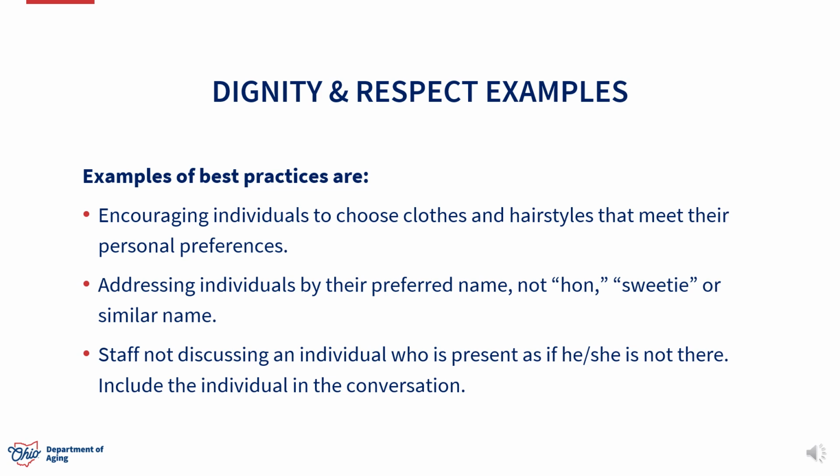Other examples we have listed is encouraging individuals to dress and style their hair the way they want to, not the way the guardian or the provider desires. Using their preferred name, not hun, sweetie, or some other iteration of the same. And ensuring staff are including individuals in the conversation rather than discussing them as if they are not there. These practices apply to both adult day service and assisted living.